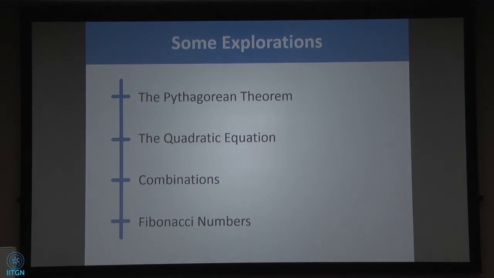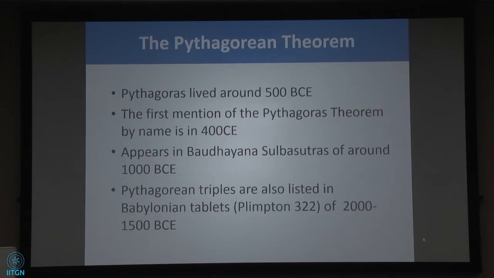So these are some of the topics that I've picked. I don't know if I will have enough time to go through all of them, but I will definitely give it my best shot. The Pythagorean Theorem is something that we have heard a lot about. We know that this is named after a Greek scholar called Pythagoras, who lived around 500 BCE. However, the first documented evidence of actually mentioning this theorem by this name only happens around 400 CE, which is almost 1,000 years after the time of Pythagoras.